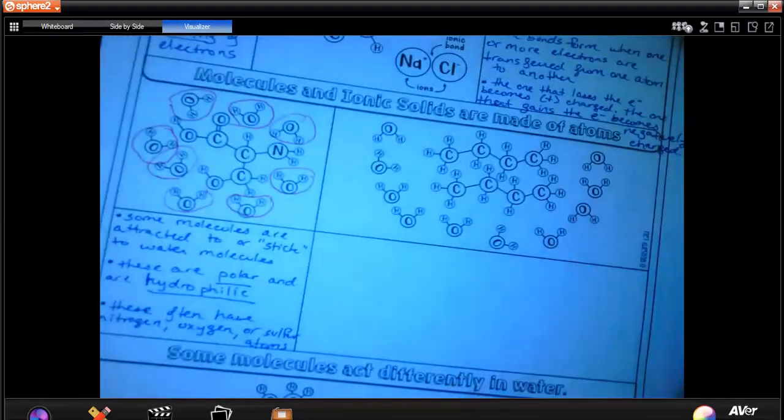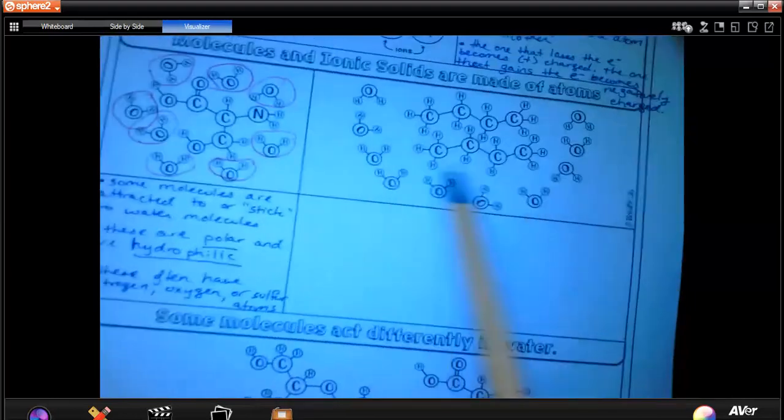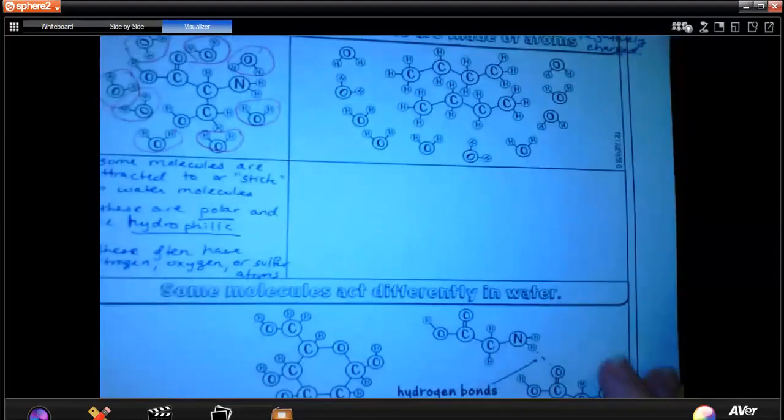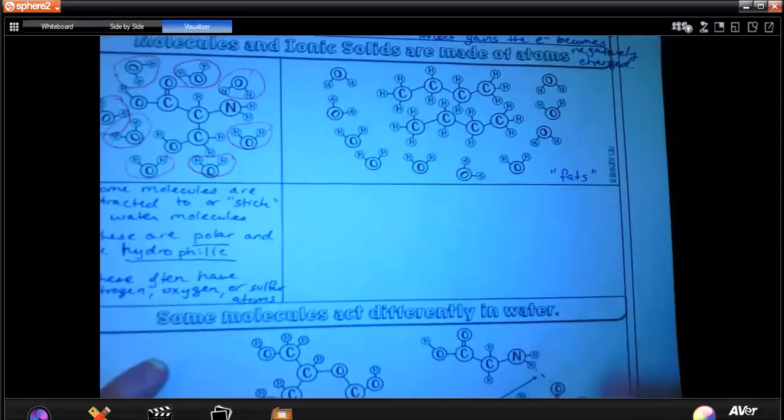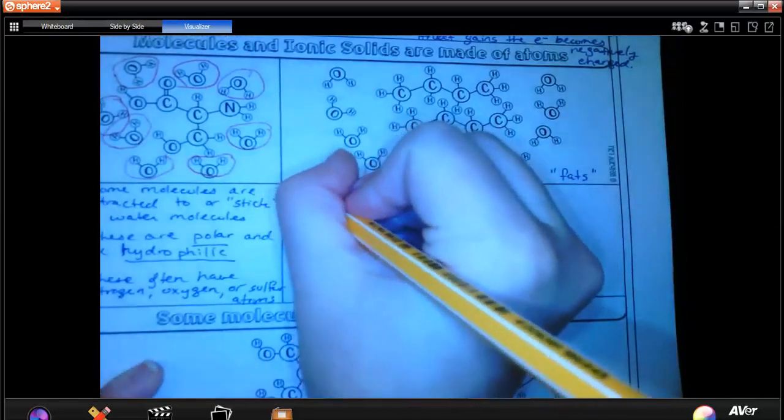And that's called a polar bond. And we're going to talk about, not a polar bond, that's called a hydrogen bond. And we're going to talk about that in a minute. So easily dissolved in water and then not easily dissolved in water. So let's talk about these. I'm going to put down here, facts. Some molecules are not attracted to water.